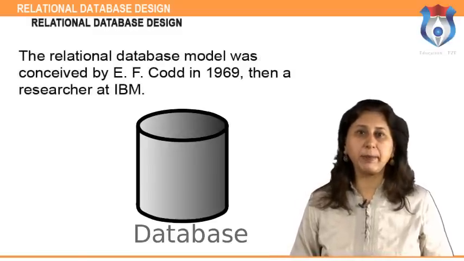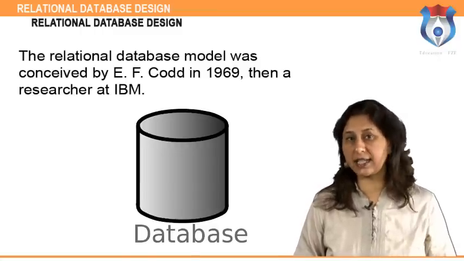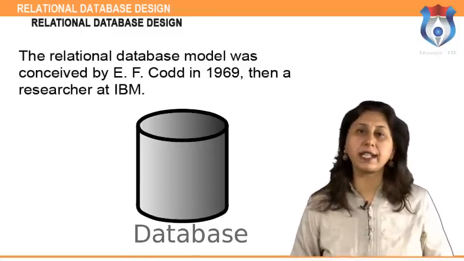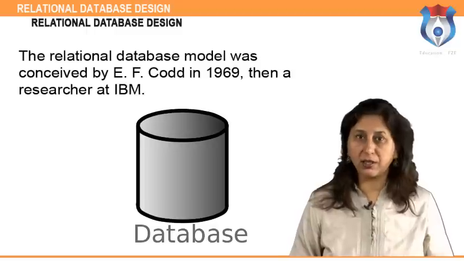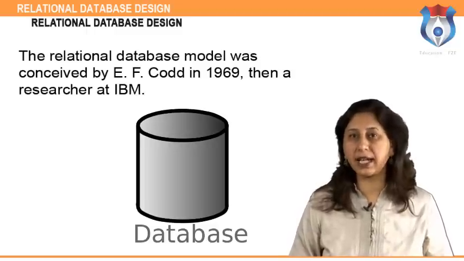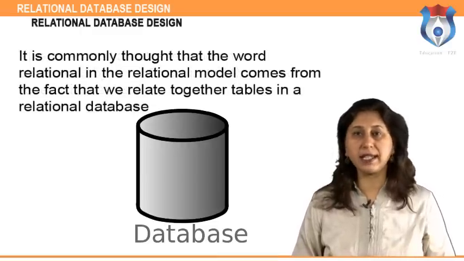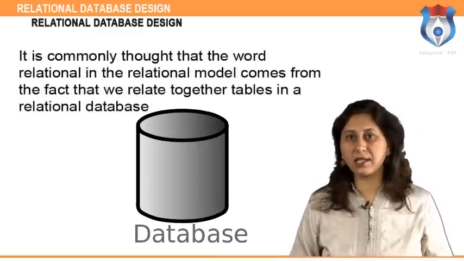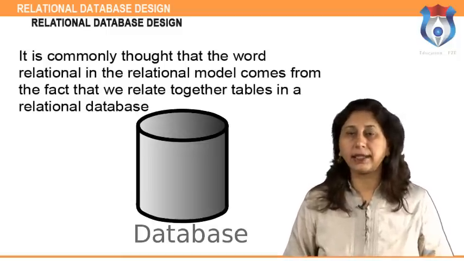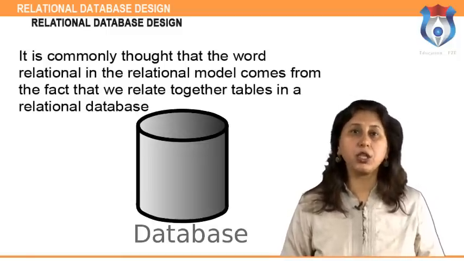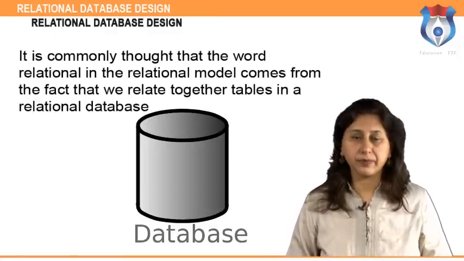The relational database model was conceived by E.F. Codd in 1969, then a researcher at IBM. The model is based on branches of mathematics called set theory and predicate logic. The basic idea behind the relational model is that a database consists of a series of unordered tables or relations that can be manipulated using non-procedural operations that return tables.